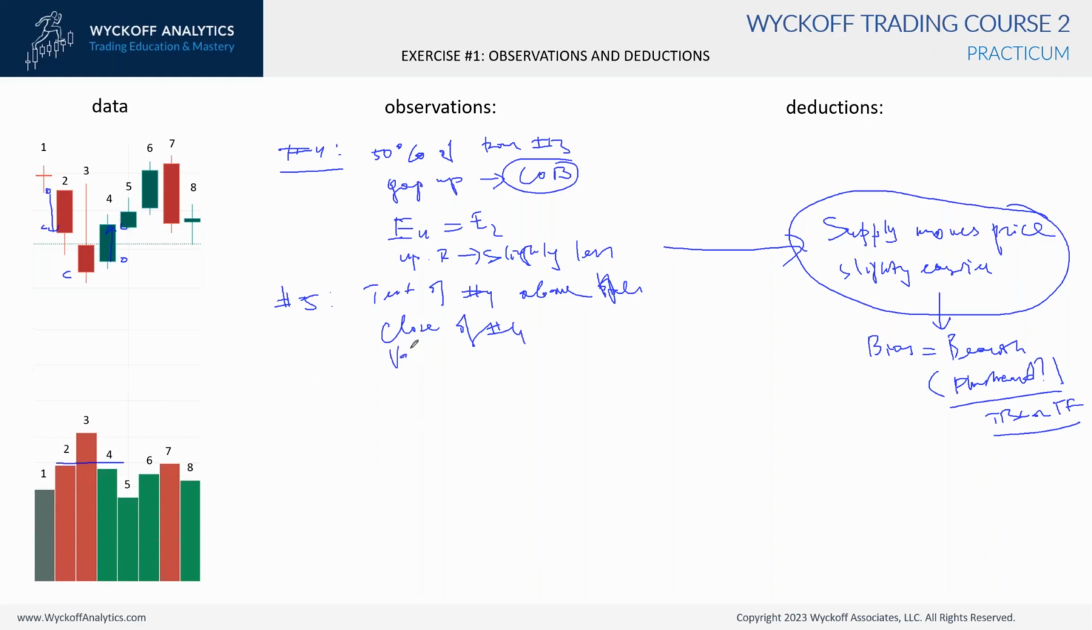What's happening with the volume? Volume is going down on the test, so that's also very good. So with the test being above the bar number 4 close, with the volume going down, what's the deduction here? Is this a good test or bad test? Are we going to have some kind of continuation or not? Yeah, so a good test, a T1 test. We should say this in observation, and therefore the conclusion is that there's going to be some kind of continuation, at least for now, of the current rally.